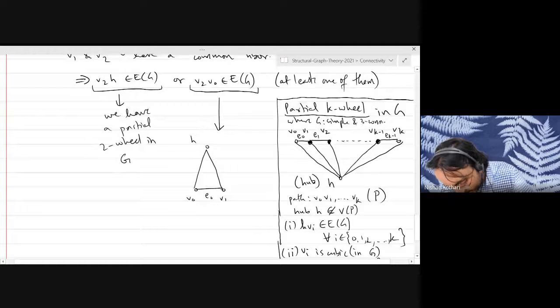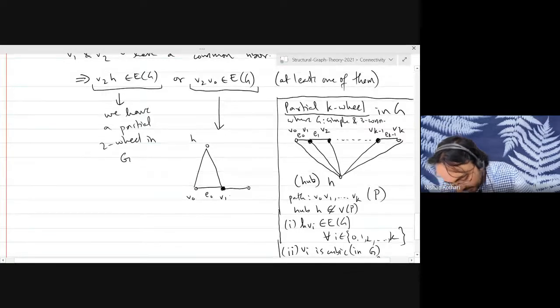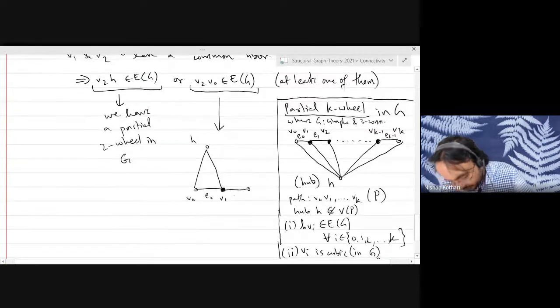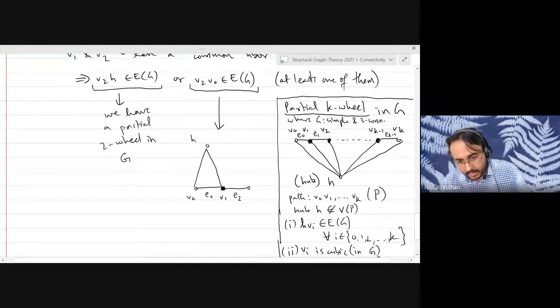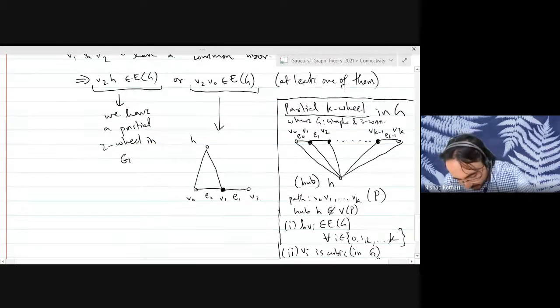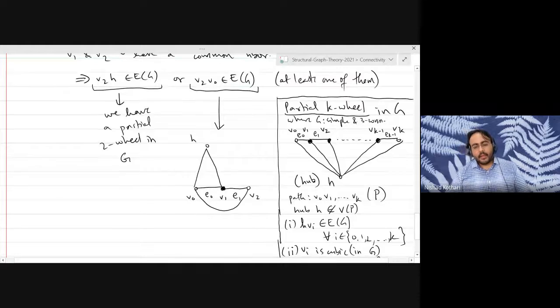And then we found another edge. This is the vertex of degree 3. And we found another edge E1, and this is V2. And now we are considering the possibility that V0 and V2 are adjacent. Okay? I claim that this is also a partial two wheel.